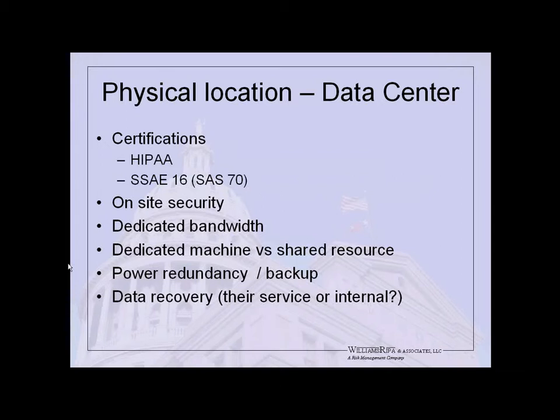SSAE 16, which used to be called SAS 70, is an annual audit that makes sure that certain protocols and securities are in place. You want to make sure that your data center has on-site security. So this should be a building that's secure, where not just anybody can get into the building, to your physical server location. Dedicated bandwidth. What I mean by that is if you have, let's say, a data center that has 100 computers and they're all running off of a single internet connection where they don't dedicate how fast each individual connection is, what happens if one of the machines is just going through an awful lot of data? Is that going to slow you down?